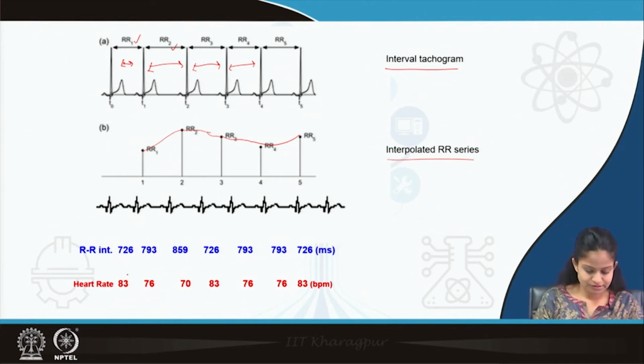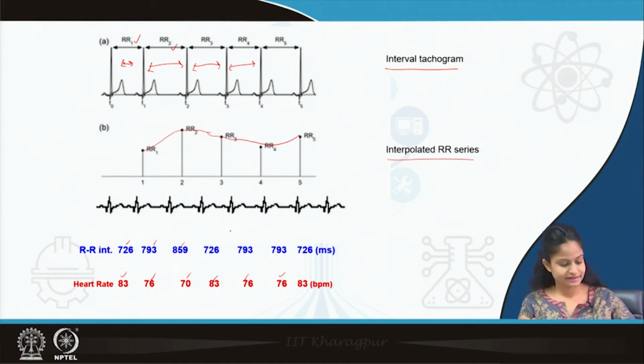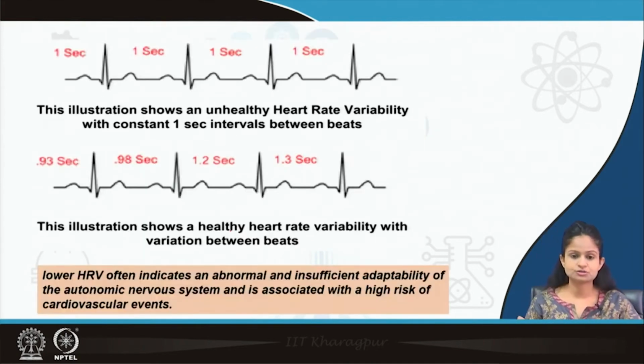You can see heart rate is 83, 76, 70, 83, 76, 78, there are variations in the heart rate, and so the RR interval is also varying. This illustration is showing an unhealthy heart rate variability because the interval is constant.